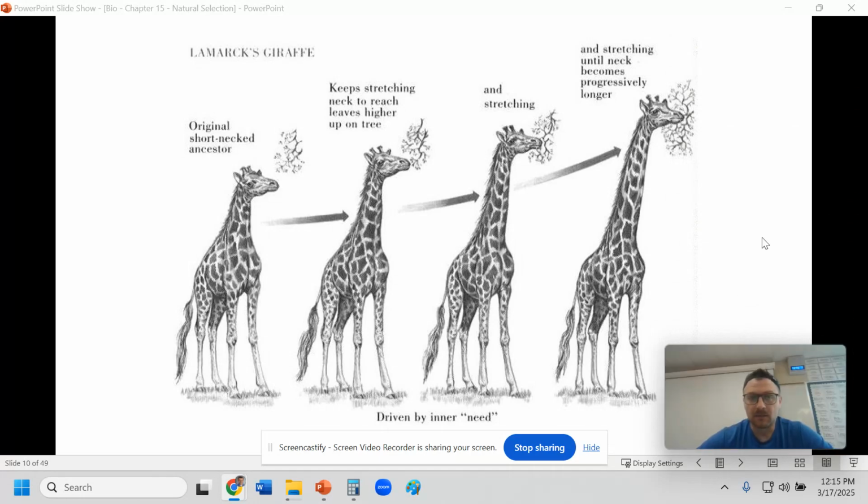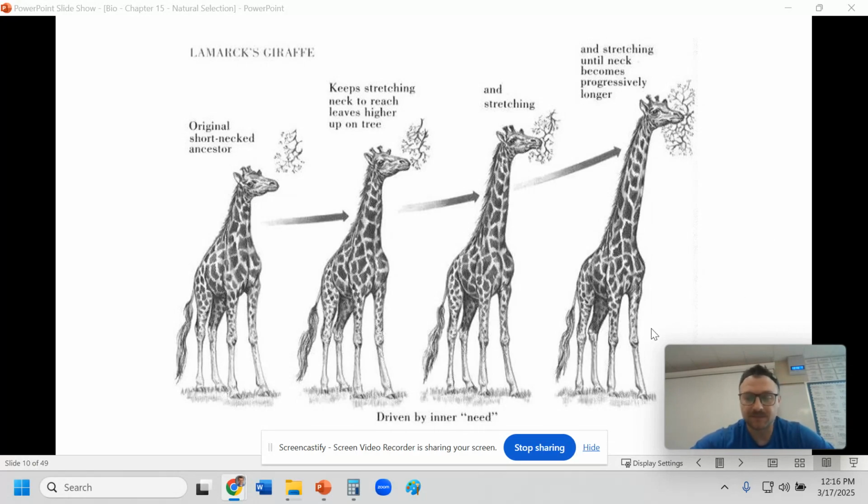Lamarck did say that species could change, and like you can see here, these are Lamarck's giraffes. He thought that the giraffe's neck could elongate because it would be used more, and then they would pass that trait down to their offspring. Again, obviously, this is not correct. This is not how species change, but this at least gives us a starting point for where evolution could take place.